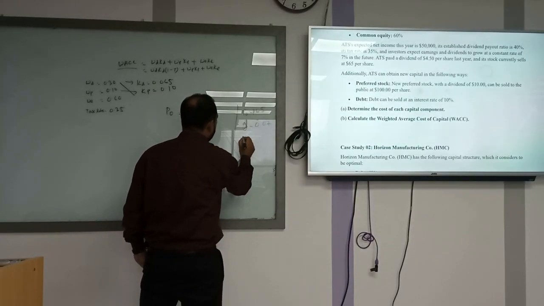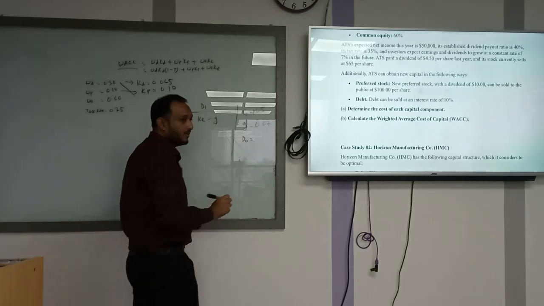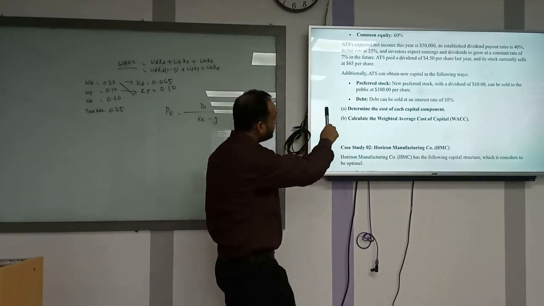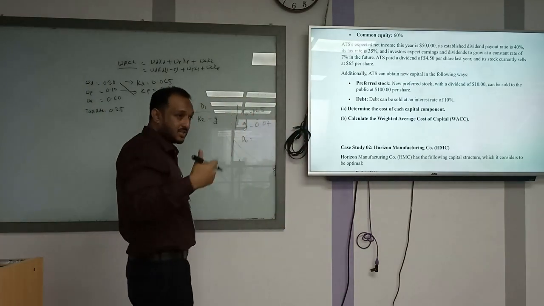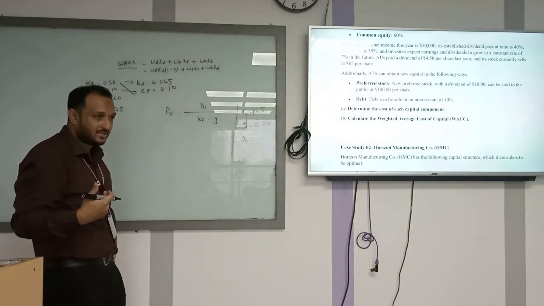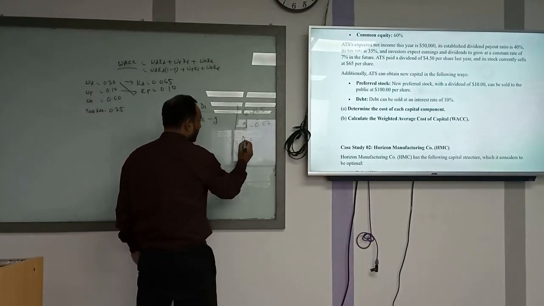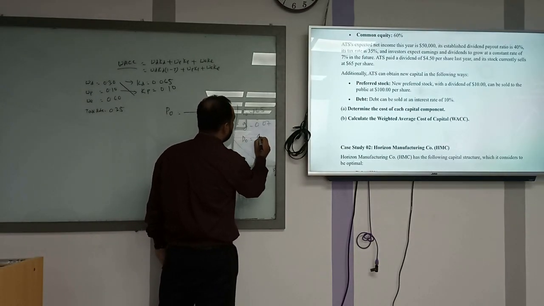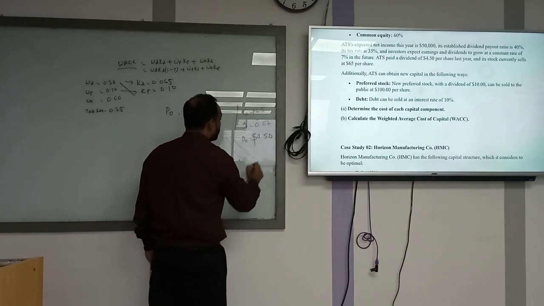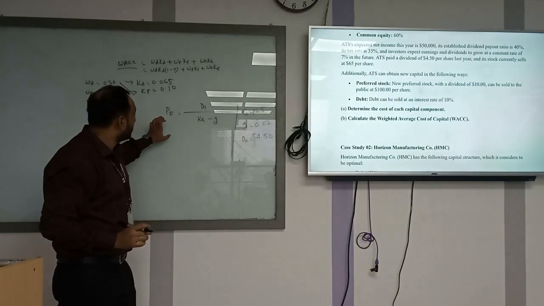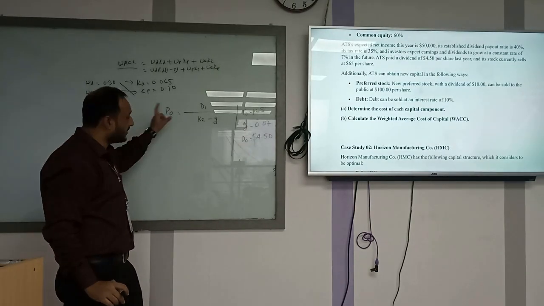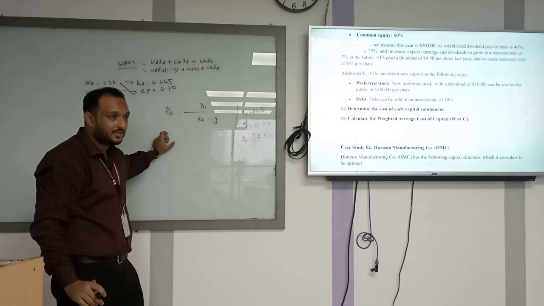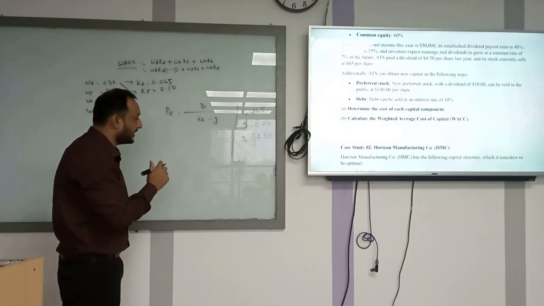And what else is given? Dividend D naught is given, right? Look, D naught is 4.5. The company paid a dividend of $4.5 per share last year. So all the information is given except KE, and we need KE. If I rearrange this formula, I can easily calculate the KE.